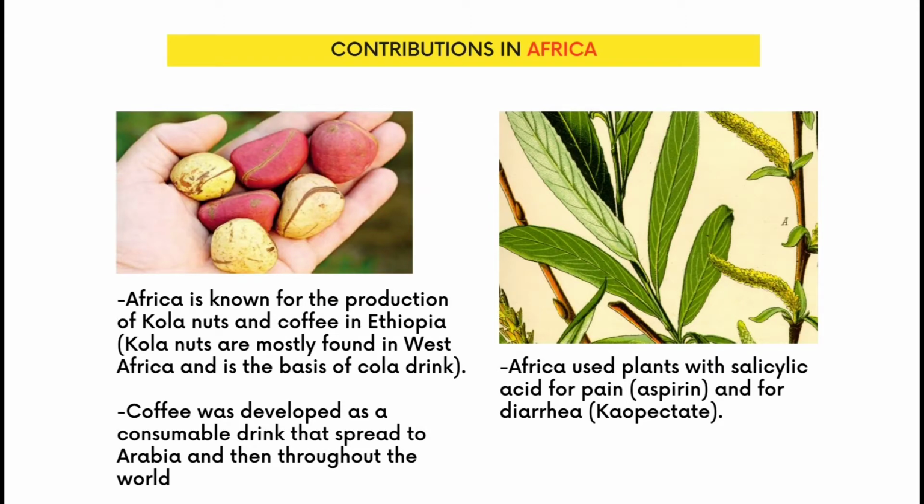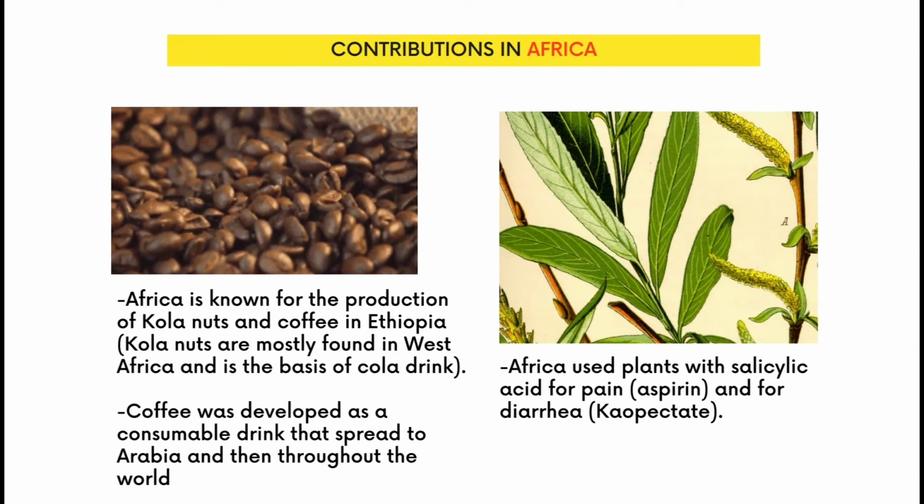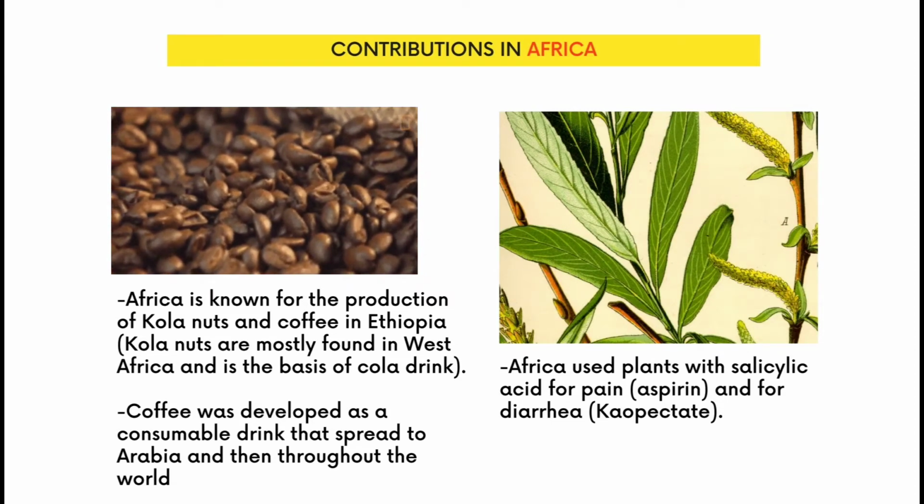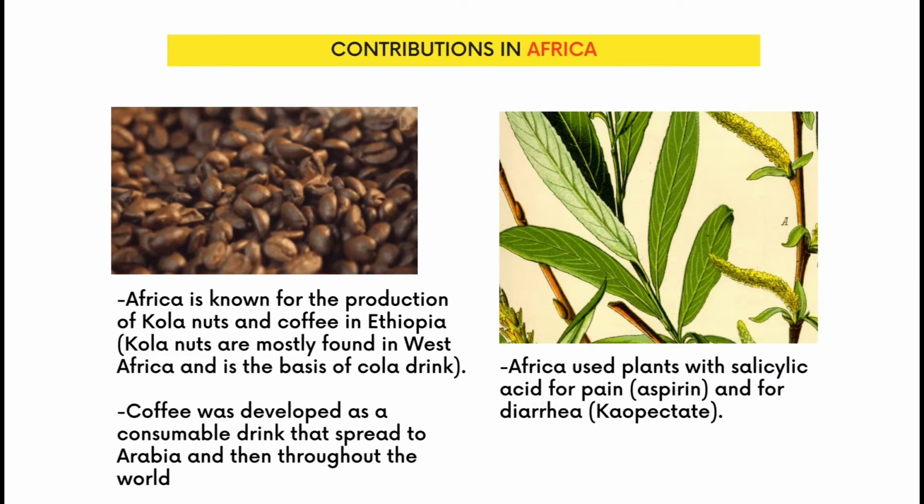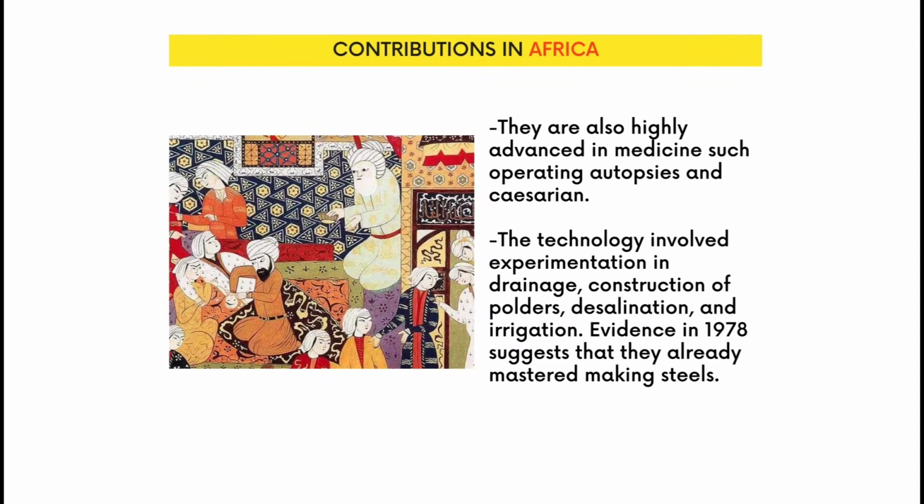Africa is known for the production of kola nuts and coffee in Ethiopia. Coffee was developed as a consumable drink that spread to Arabia, and then throughout the world. Africa used plants with salicylic acid for pain and for diarrhea. They are also highly advanced in medicine, such as operating autopsies and cesarean.